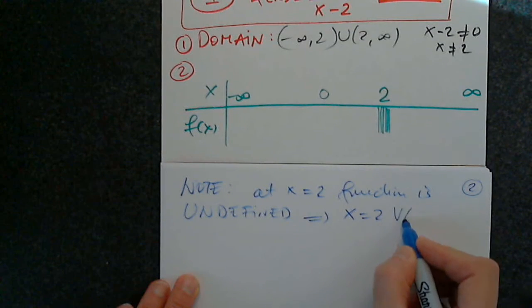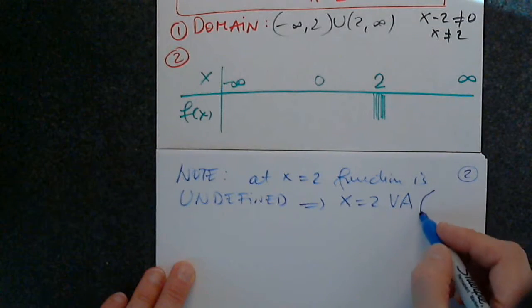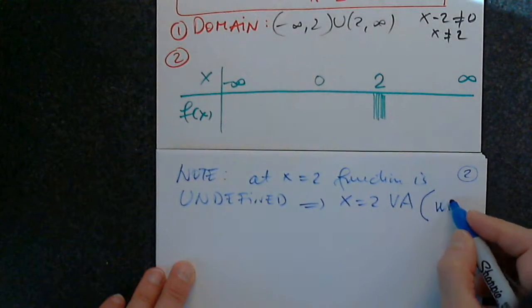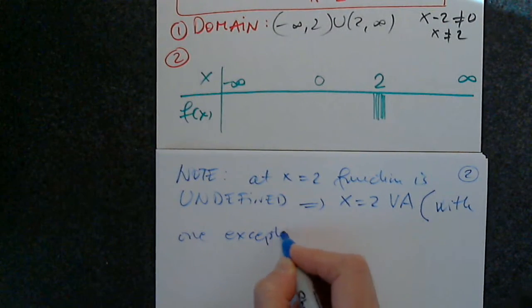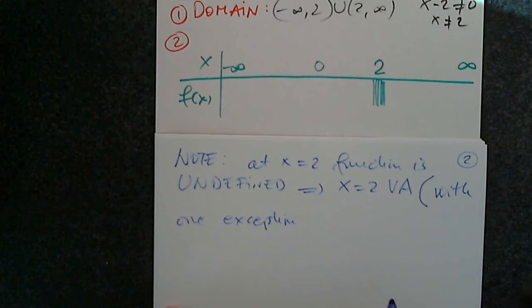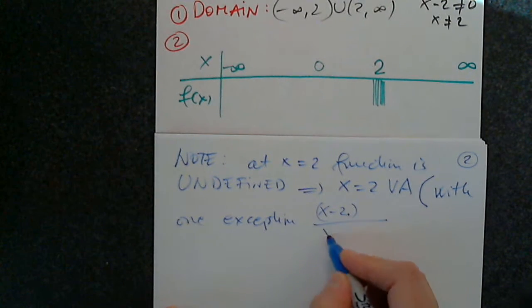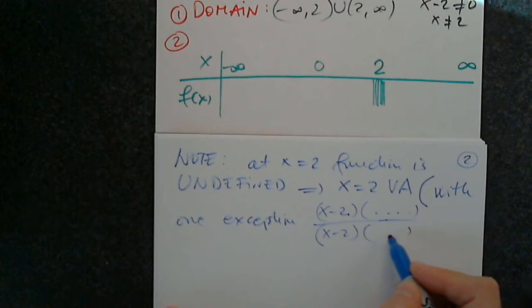X equals 2 will be a vertical asymptote. I will put that in parentheses. There is one exception, though. What is the exception? If x minus 2 is a factor at the top and x minus 2 is a factor at the bottom, and something else.